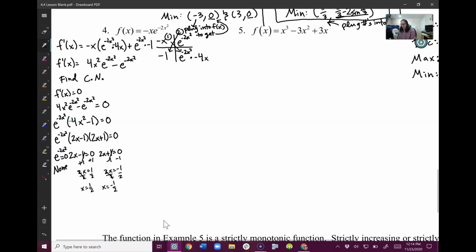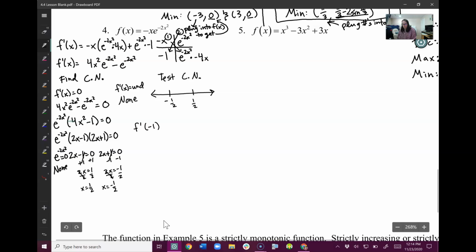Excellent. And where f prime is undefined, this is a polynomial and an exponential. They don't have any asymptotes, so they're never undefined. So, none for undefined. Now I need to test my critical numbers. So the only ones I had were negative 1/2 and positive 1/2. So let's test these out. Let's say f prime of negative 1, f prime of 0, and f prime of positive 1.